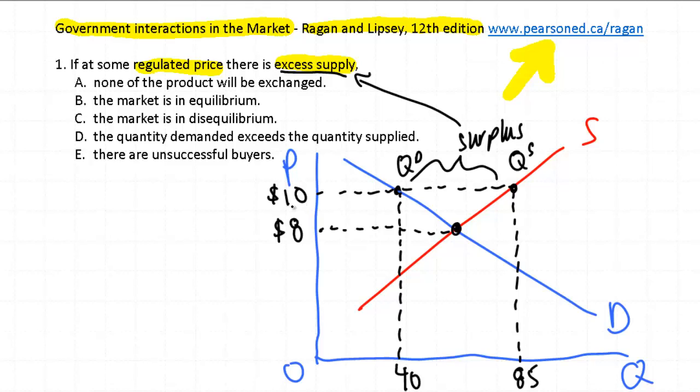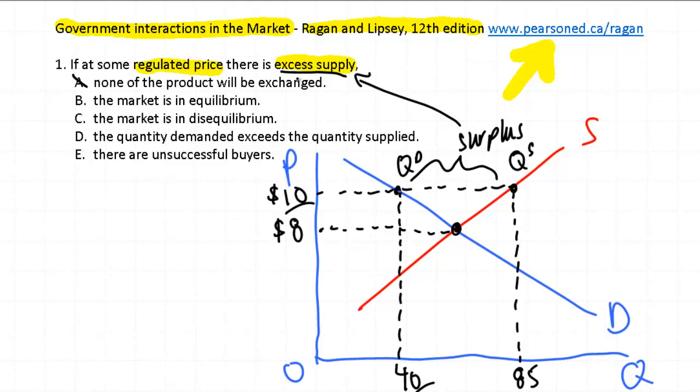And again, at this $10 price, take a look here, people are going to buy 40. You can't force them to buy more. That's where it hits the demand curve. Buyers in the market, the most they're going to buy is 40 in this case here. So if we look at answer A, none of the product will be exchanged, that answer is wrong. We know, at least from our numerical example that we did here, at least 40 is going to be sold in the market.